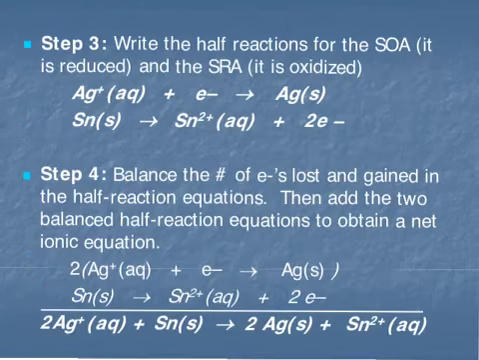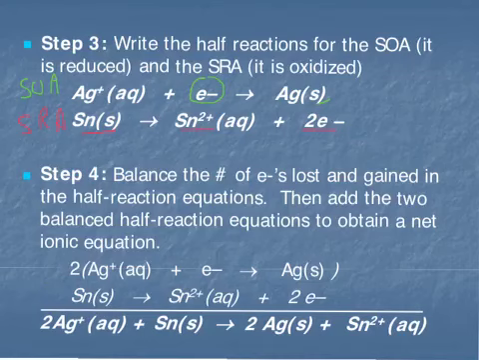Our next step is to write the half reactions for each of the strongest oxidizing agent and the strongest reducing agent. Our silver ion, being our strongest oxidizing agent, gets reduced itself. For every ion, we need one electron to make a neutral silver. Our solid tin, being our strongest reducing agent, is going to give off 2 electrons when it becomes a tin 2 plus ion. So those are our 2 half reactions.